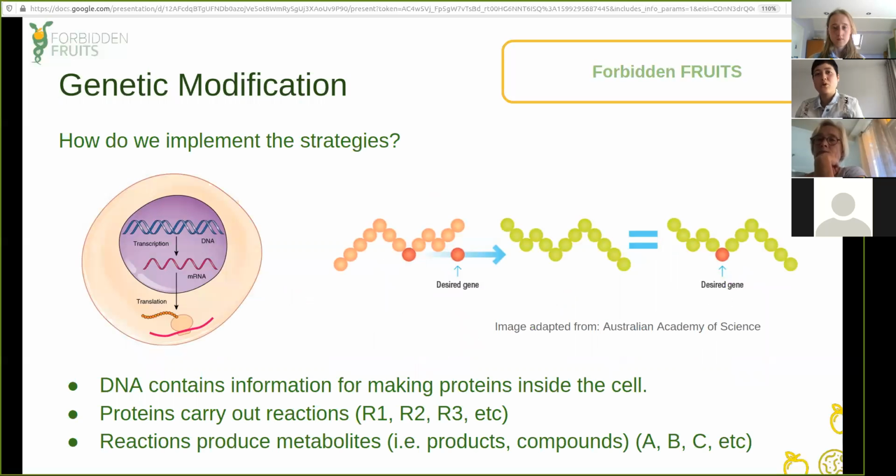And now, how do we actually implement this in real life? Because all we have now is some advice from an algorithm. So that's when genetic modification comes in. The DNA of the cells contains the information about which molecules are produced inside the cell, such as enzymes, which are actually proteins that make the cell run different processes through chemical reactions.